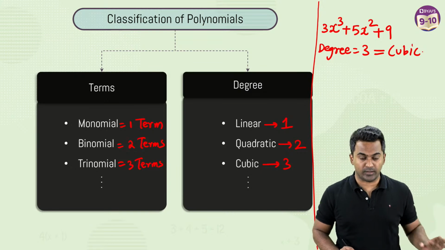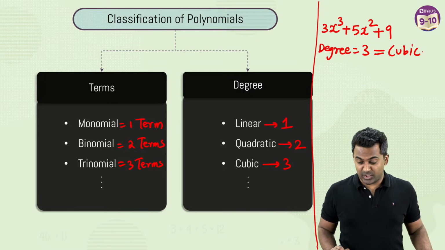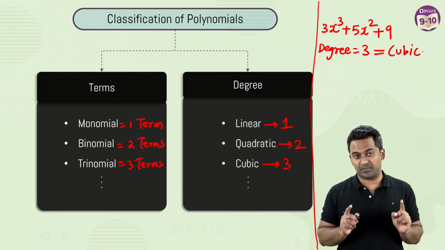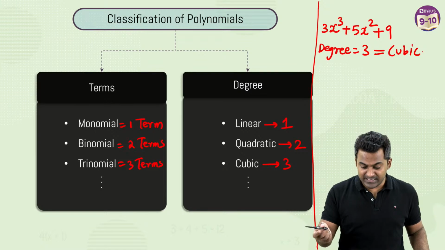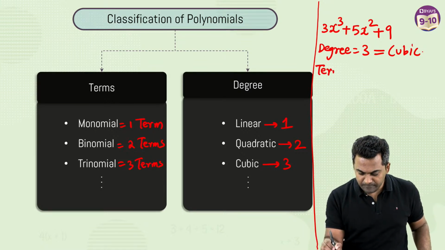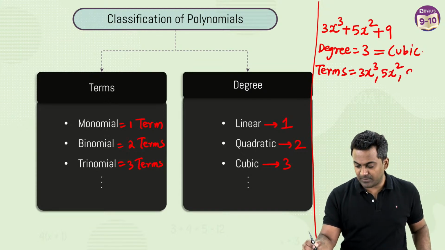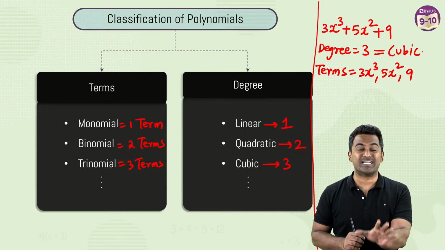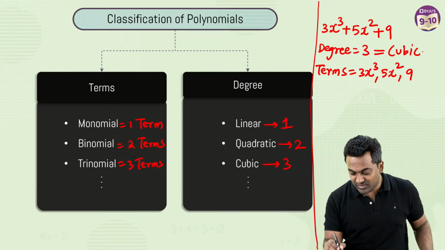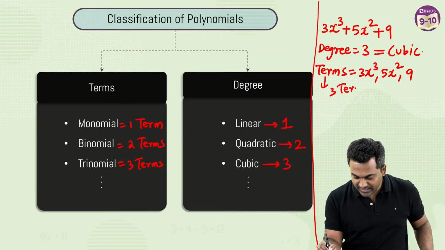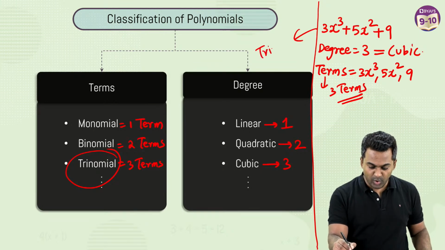First part understood? Very good. Now you've got to tell me how many terms are there in this. Count the number of terms. I'm sure you guys remember the definition of a term. How many terms are there? Yes, so 3 terms. Terms are 3x cube, the first term, 5x square, the second term, and remember, constant is also considered as a term. This is important. So there are 3 terms here, and if there are 3 terms, we call it a trinomial.